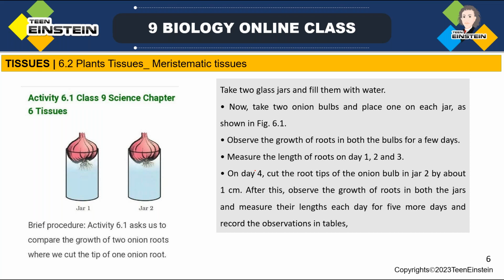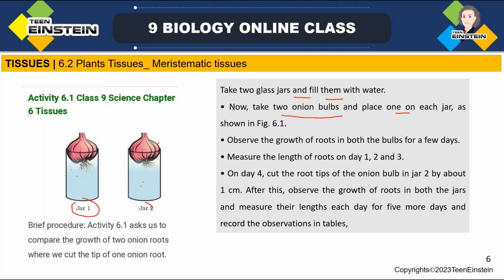So here we are going to compare the growth of two onion roots. What do you need to do? How are you going to do this experiment or activity? You are going to take two onion bulbs. It's common at your home, right? You can take two onion bulbs from the kitchen and place them on jars. The first onion bulb you place in the first jar and the next one in the second jar.